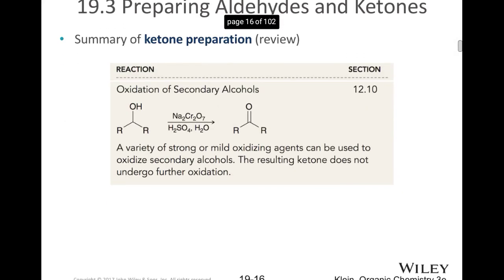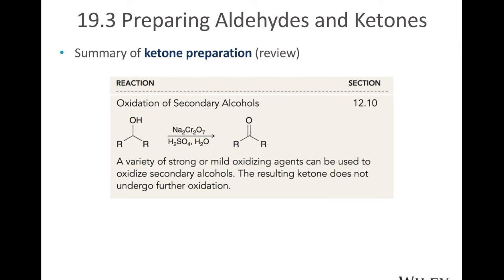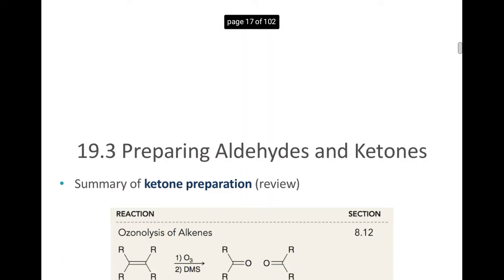What else? If you want to make a ketone, you can oxidize a secondary alcohol. You can use a variety of strong or mild oxidizing agents, so I would accept many different oxidizing agents. If you need to review them, do that. But the one that they've shown here is chromic acid, so that's sodium dichromate, sulfuric acid, and water.